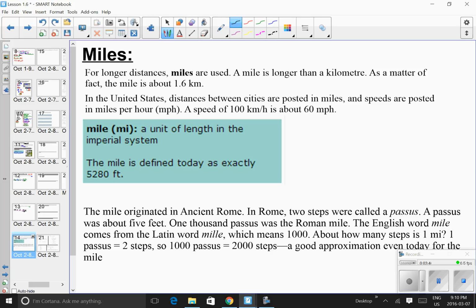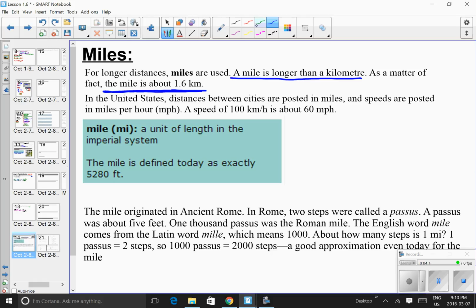Right, so when measuring even longer distances, we're going to use miles. So a mile is bigger than a kilometer. Okay, I just want to get that out of the way right now. A mile is longer than a kilometer. As a matter of fact, the mile is about 1.6 kilometers. So in the United States, distances and speed limits are posted in miles and miles per hour. Unlike in Canada, where all of our speed limits and distances are in kilometers and kilometers per hour.